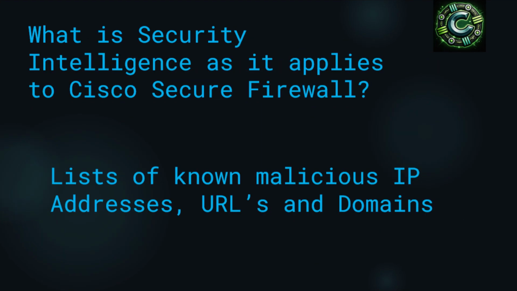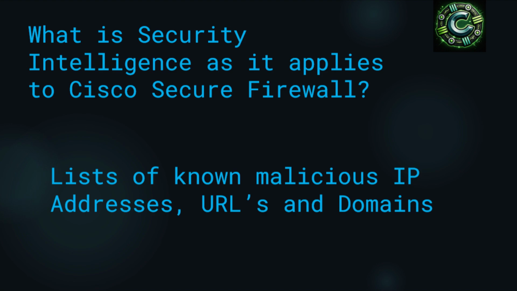So what is security intelligence as it applies to Cisco firewalls? It's basically lists of known malicious IP addresses, URLs, and domains. And we can even customize this a lot too. We can add our own list to the security intelligence feature that will block both inbound and outbound. What's kind of cool about security intelligence is that it blocks bidirectionally.